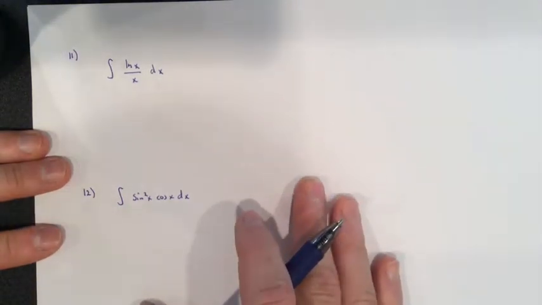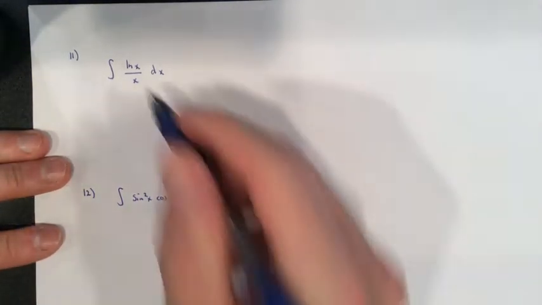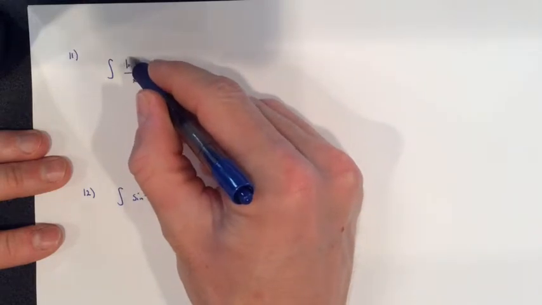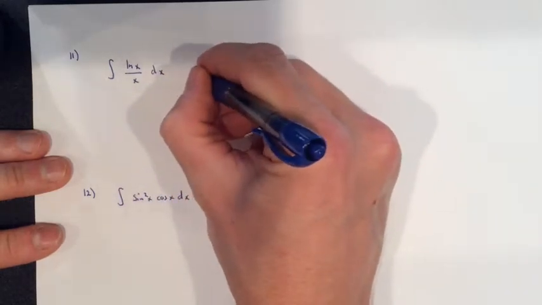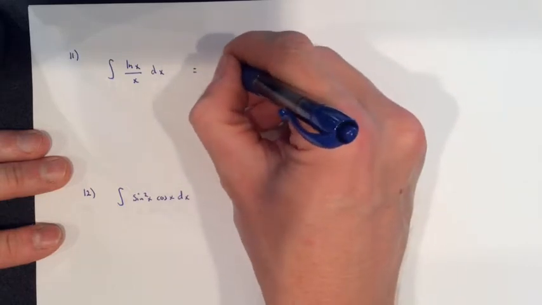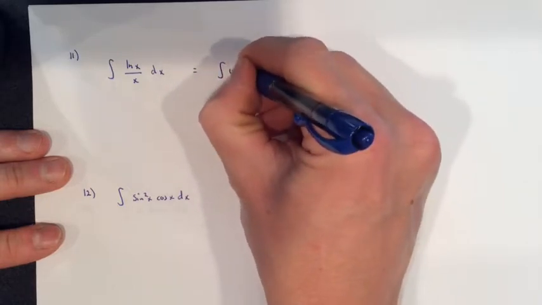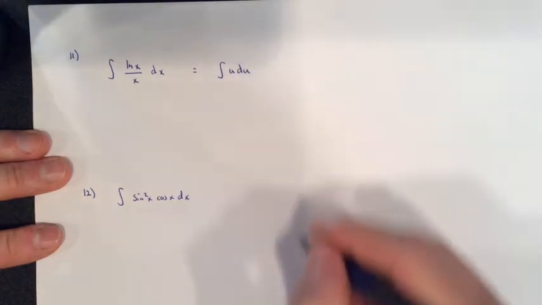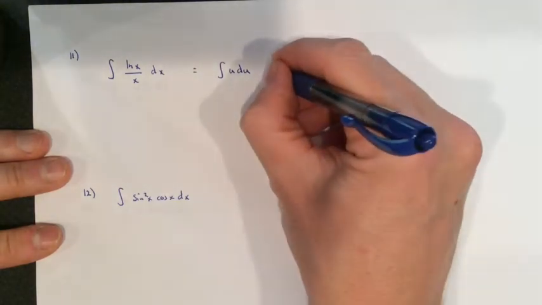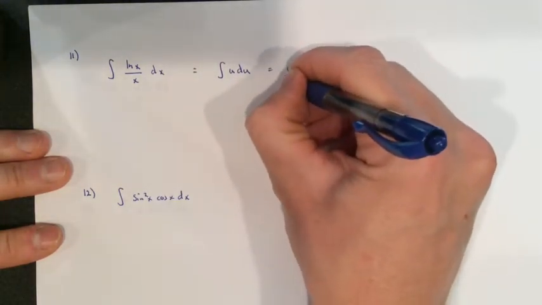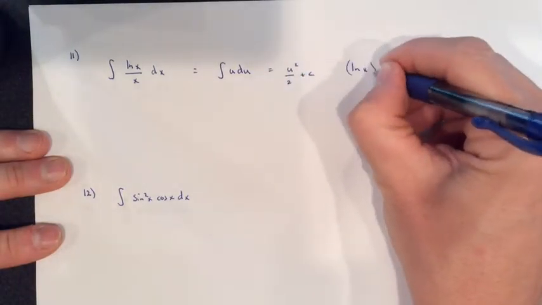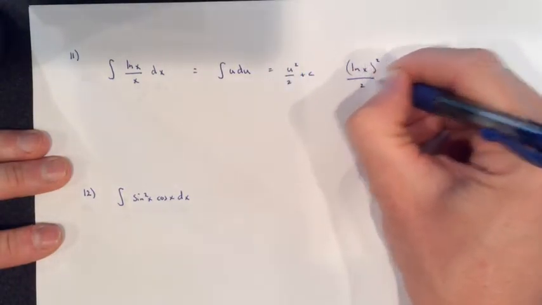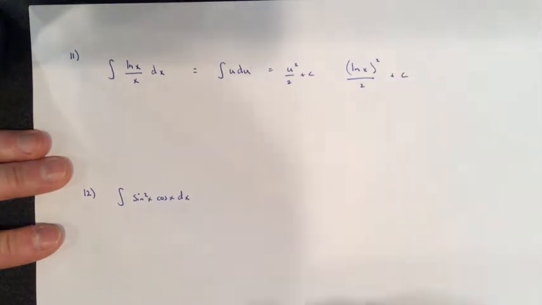Okay, so working on number 11, you look at the integral of the natural log over x. Like, oh man, I don't really know what to do, but really, if this is just u, that's du. Remember, the derivative of the natural log is 1 over x. And so that whole thing is really just that. And again, that's just u squared over 2 plus c. And so that's just the natural log of x squared over 2 plus c.